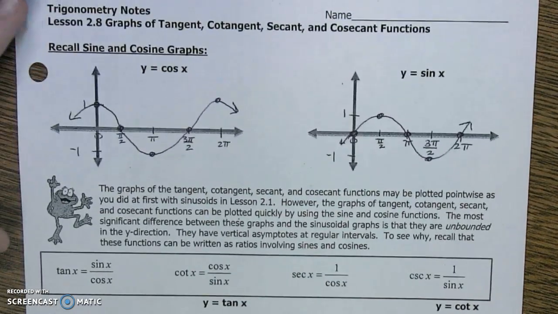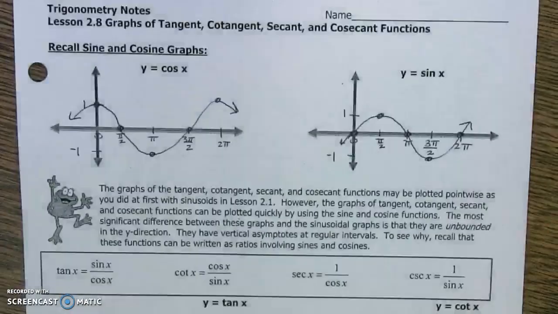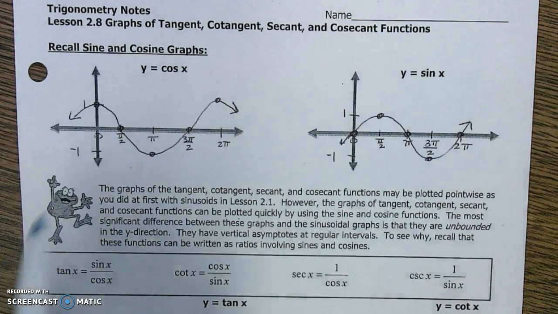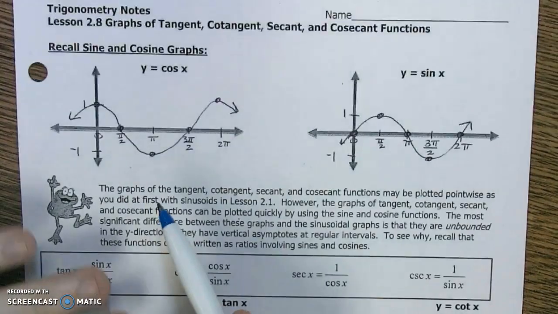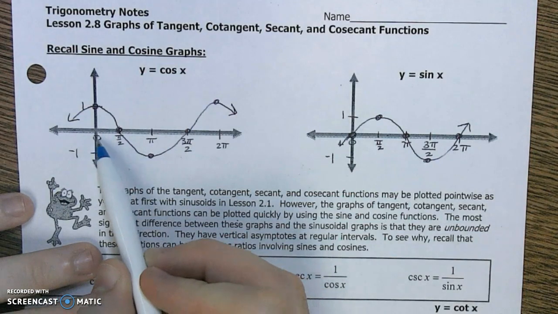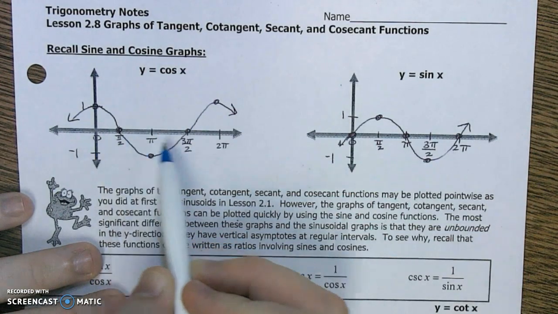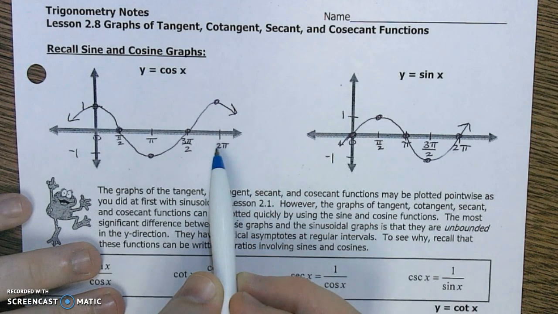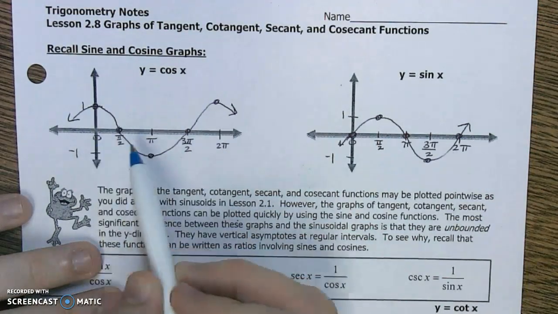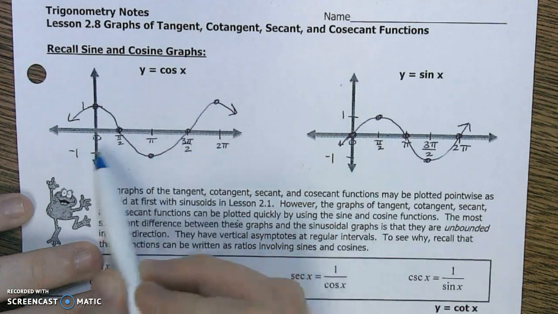Alright, in lesson 2.8 we're going to be graphing tangents, cotangents, secants, and cosecants. But first let's review our cosine and sine graphs. So if you want to pause the video and get these graphs down, we're looking at cosine here, and we've got our critical numbers 0, pi over 2, pi, 3 pi over 2, and 2 pi, which are just the quadrant boundaries, the x and y axis around the unit circle.